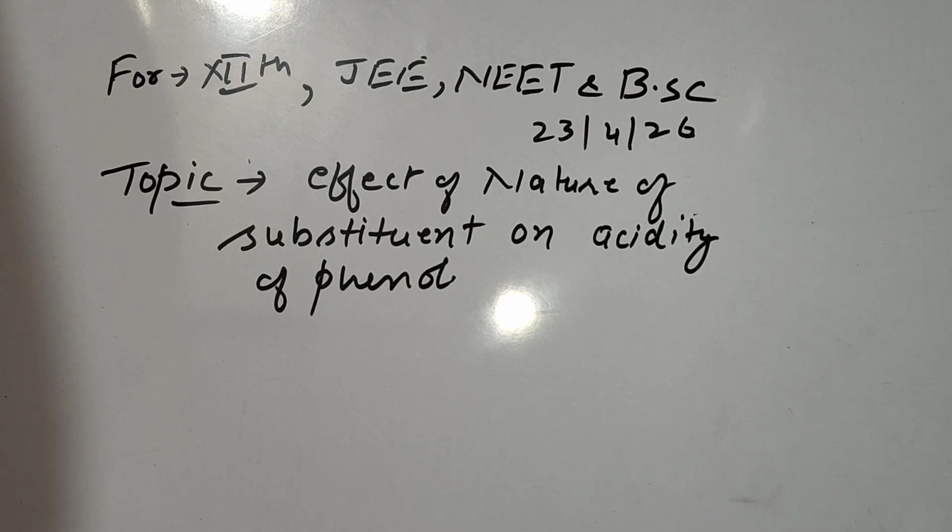Hello everyone. As you know, we are dealing with chemical properties of phenol, and in chemical property, the very first chemical property is acidic nature of phenol. Yesterday we found that phenols are acidic in nature because they can release H positive ions. We compared it with alcohol and we found phenols are more acidic than alcohol. Reasons we discussed yesterday in the video.